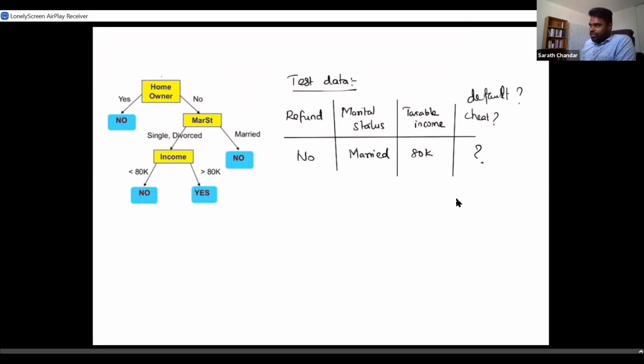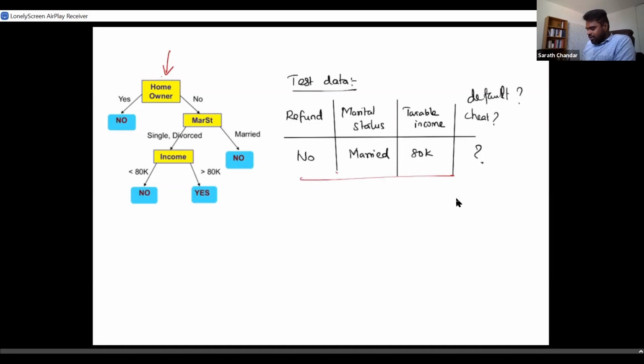There are three features here: whether they have previously refunded their loans, their marital status, and taxable income. Here is one example tree that, let's say, an algorithm has given us. Now how do I use this tree for classification? Given a new test data point where refund is no, marital status is married, and taxable income is 80K, I start from the root node.